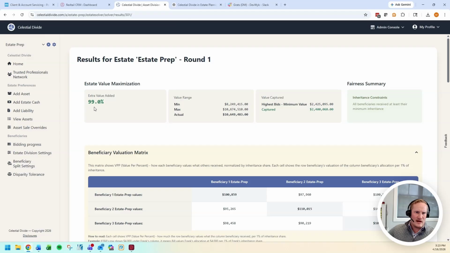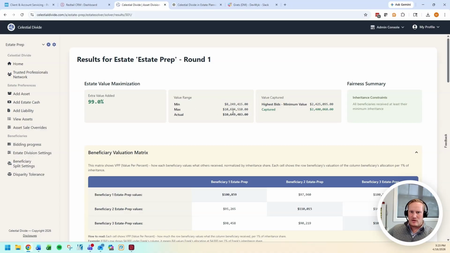First round, the extra value added is really just a ratio here. You'll see it explained here in the value range. This is coming from the minimum, which is if we sold all the assets in this estate, paid off the debts, and this is what we would receive as a net basis. So that is taking the effective sales price for each one of those assets, pretty much the lowest value that we can get out of each one, and adding them all up.